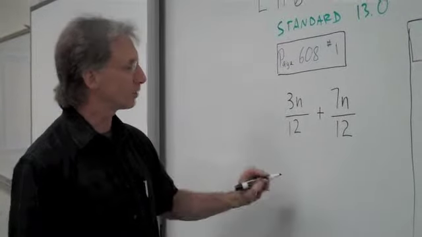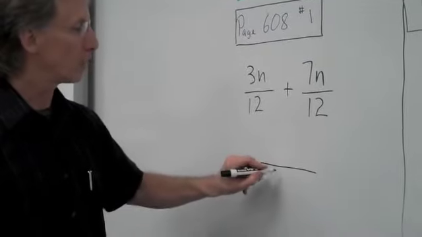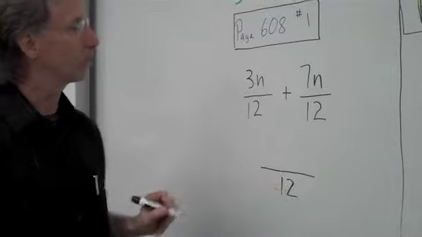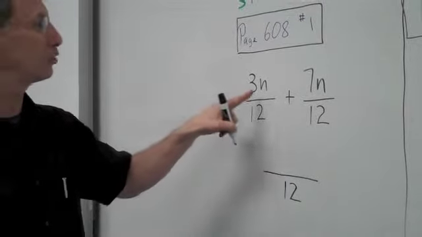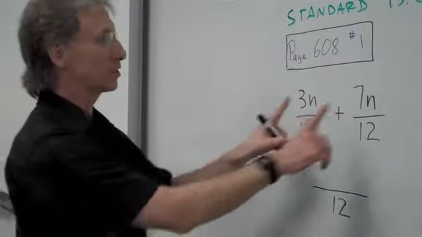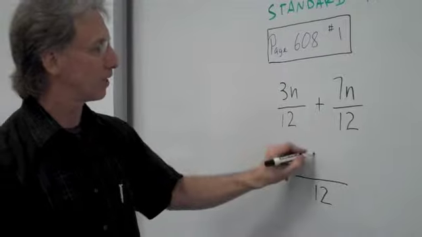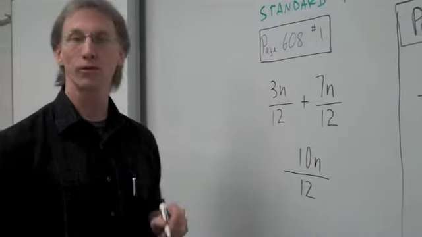All you have to do on this, if you were to rewrite this problem, is take that denominator, 12, and just write it one time. Then you can take these two like terms, the 3n and the 7n. They're like terms because they both have an n. You just add them up, 3 plus 7, and you get 10n over 12.